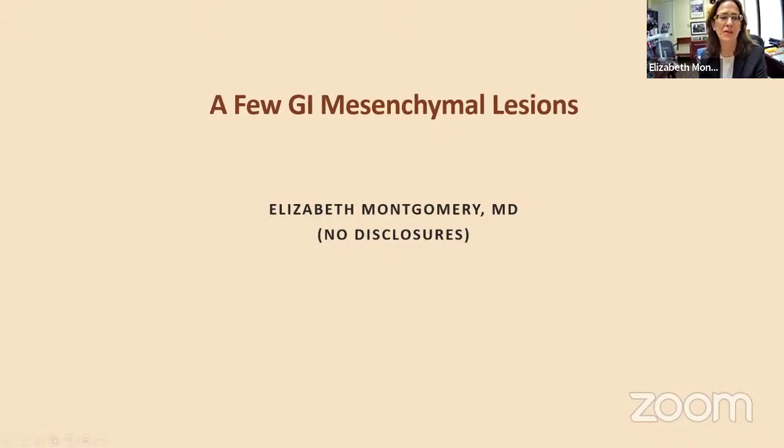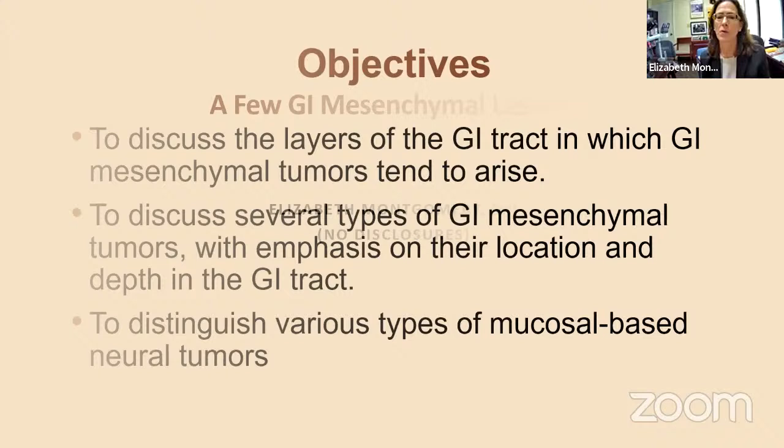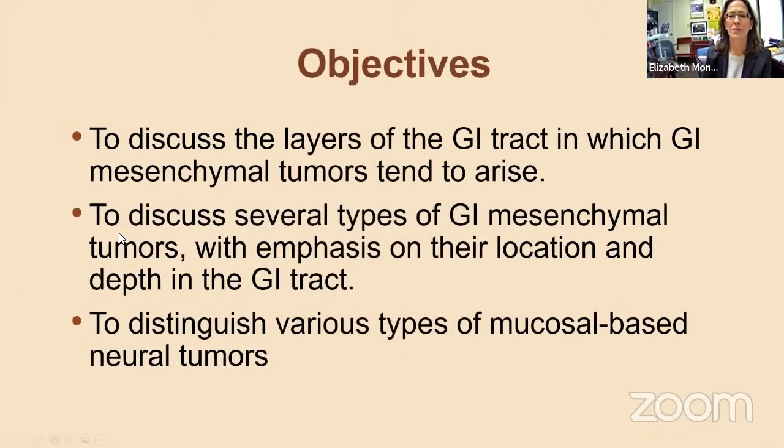Okay, so let's enjoy a few mesenchymal lesions. So here we go. What we're going to do is talk about my favorite thing, the layers in the GI tract in which various types of tumors often arise. And then, of course, talk about a few of the tumors themselves, and then end with a little commentary on some mucosal-based nerve sheath tumors.